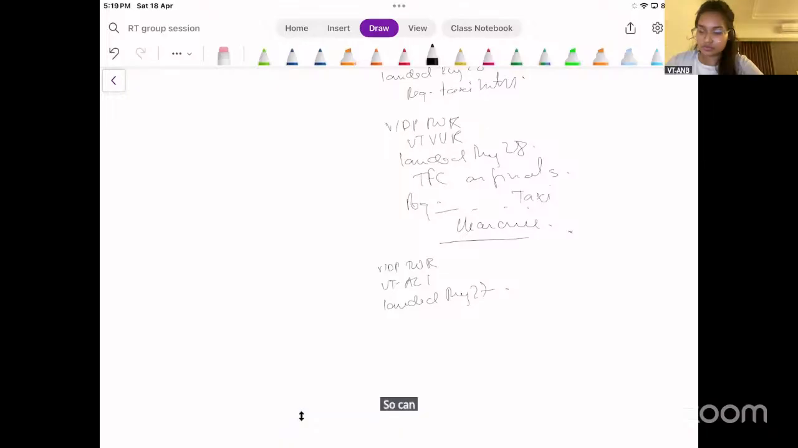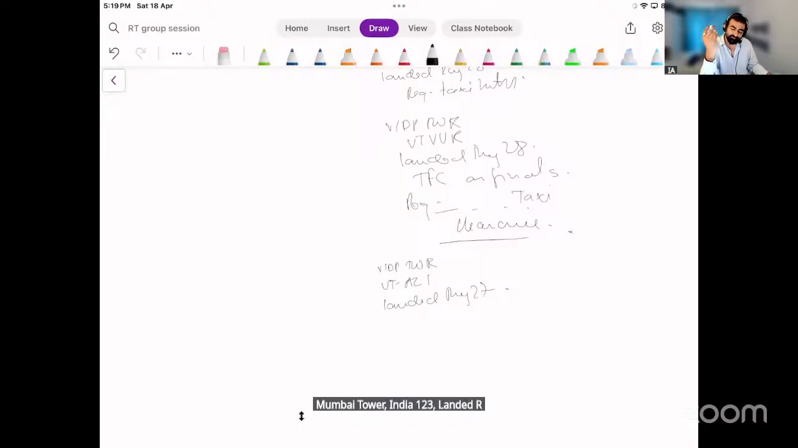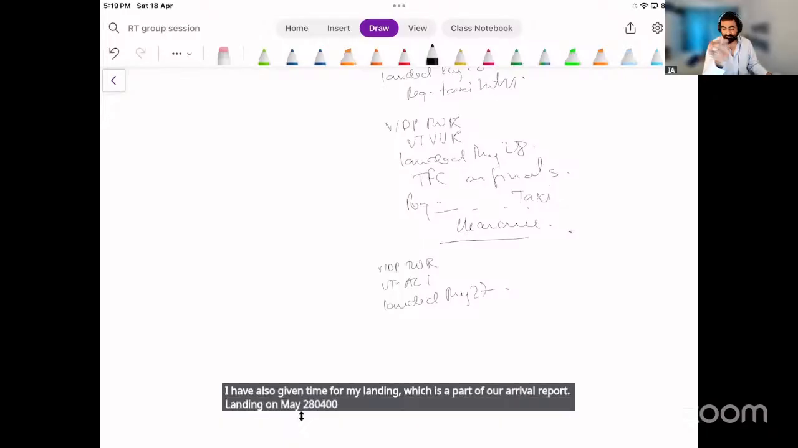So can you say again? Mumbai Tower, India 123, landed runway 28 0400. Request immediate taxi to accommodate landing aircraft behind us. I've also given the time of my landing, which is a part of our arrival report. Landed runway 28 0400. I don't know why I said 0400, but yeah. Saying 0400 means we are landing at night.